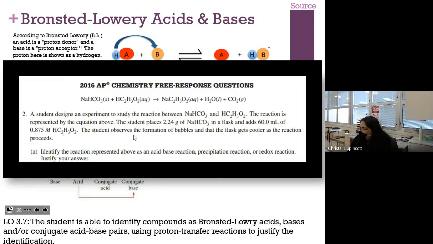So if the flask gets colder to them, if they're feeling that, what type of reaction was this? Endothermic. Good job. Okay. So then identify the reaction above as acid-base, precipitation, or redox, and justify your answer.